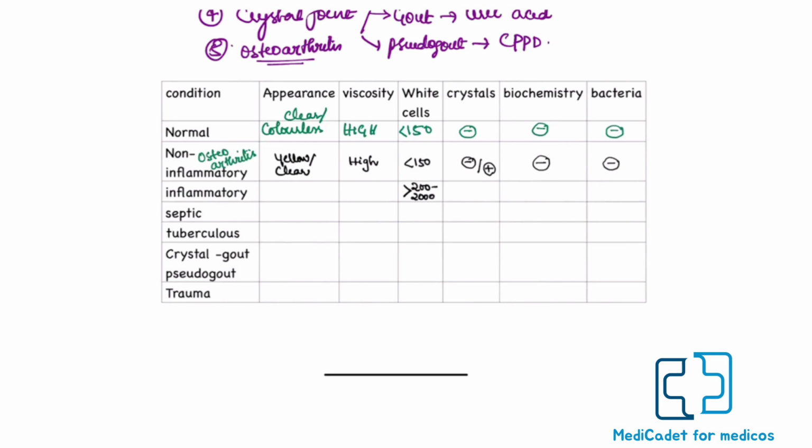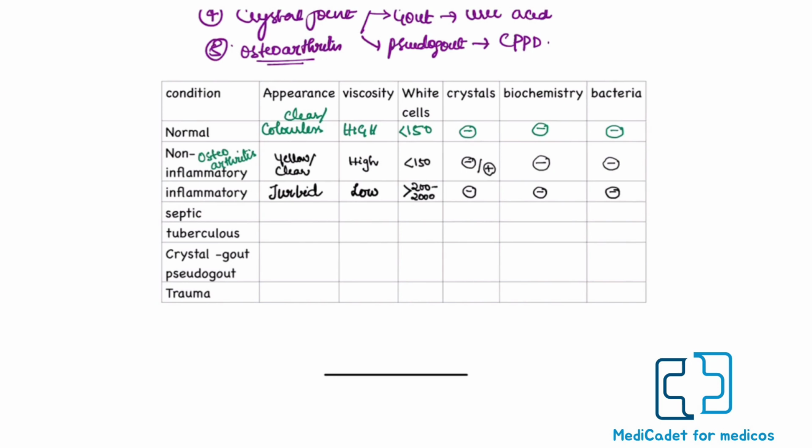So the first thing is there is an increase in cells because of inflammation. Whenever there is an increase in the cells, the fluid which is clear will not look clear because some amount of cells is present. So this might look turbid. Turbid is something where depositions are there in it. So the viscosity is low, because of the increased cells and because of the absence of hyaluronic acid. But there are no crystals, biochemistry is still normal, and there is no bacteria. So this is your inflammatory, where your cells will be increased, right?